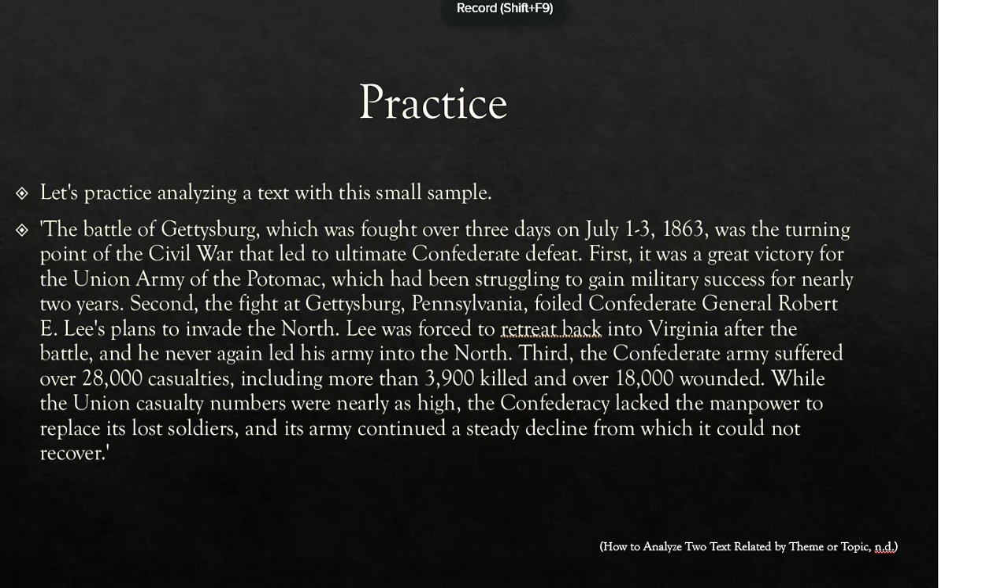He never again led his army into the North. Third, the Confederate Army suffered over 28,000 casualties, including more than 3,900 killed and over 18,000 wounded. While the Union casualty numbers were nearly as high, the Confederacy lacked the manpower to replace its lost soldiers, and its army continued a steady decline from which it could not recover.